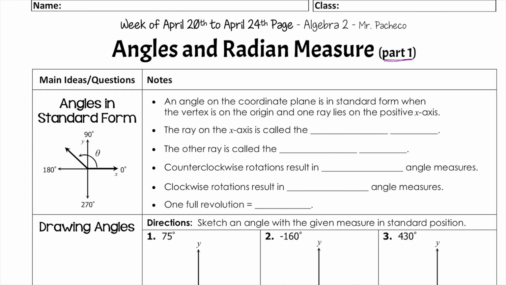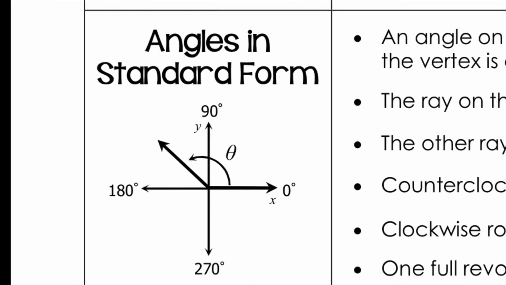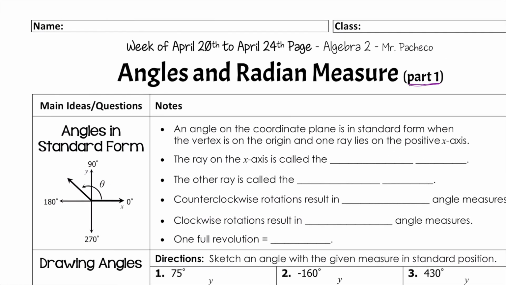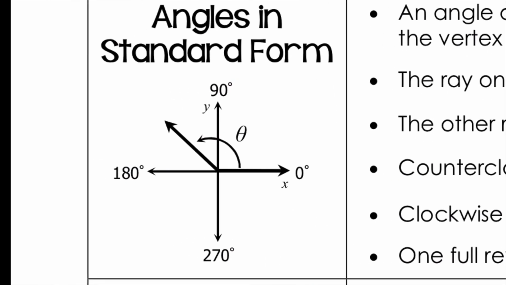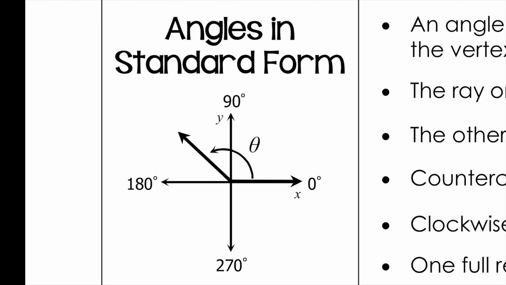So let's talk about angles and radian measures. Basically, we're going to do two things here. We're going to look at angles. You guys know what angles are, but we're going to measure them a different way. We're not going to use degrees, and we're going to put angles on the coordinate plane instead of just looking at them floating in the middle of space. So if you look here, angles in standard form. We're going to have an angle, and we're going to put it on the XY axis, and we're going to measure angles from here.